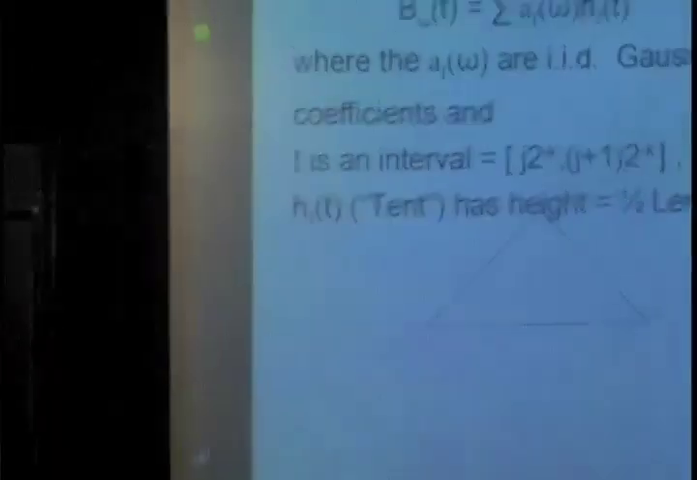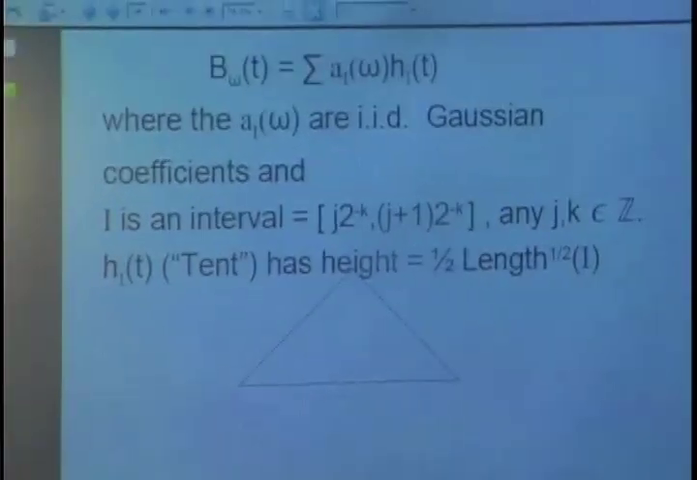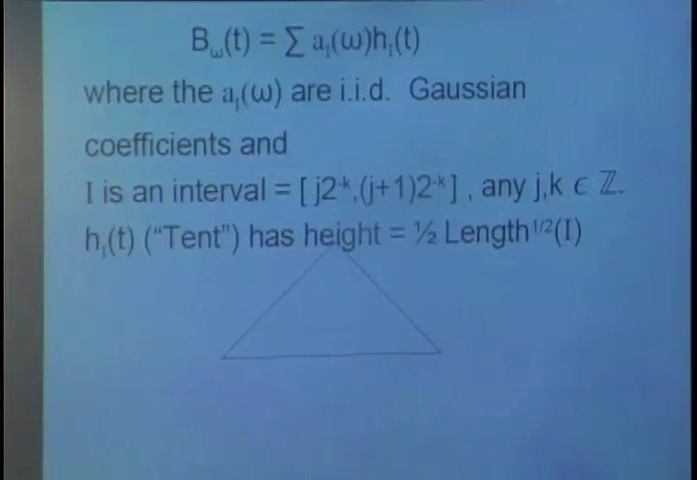Okay, and where does this come from? Now this is the parameter space. Paul Lévy wrote down a very simple way to realize Brownian motion. We just pick independent, identically distributed N(0,1) Gaussian coefficients a_I. Here I is an interval, and so we pick a Gaussian coefficient for each one.